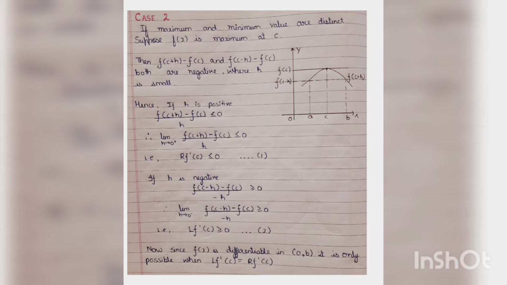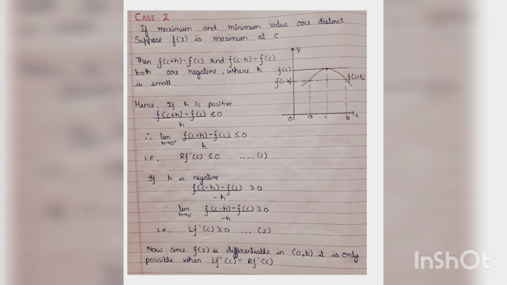Now if h is negative, [f(c-h) - f(c)]/(-h) is greater than or equal to 0. Here both numerator and denominator get a negative sign, which cancel out each other. So applying limits, limit as h tends to 0- of [f(c-h) - f(c)]/(-h) is greater than or equal to 0. That is, the left hand derivative is greater than or equal to 0. We mark it as equation 2.